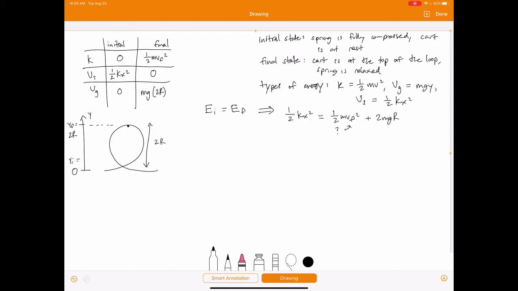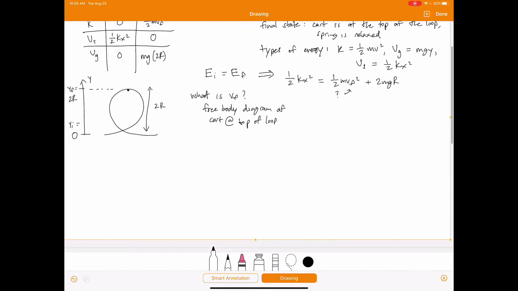So what is the speed of the cart when it's at the top of the loop? So we'll do kind of a little bit of side work to say, what is v final? So to answer the question, we'll look at a free body diagram of the cart at the top of the loop. Okay, so this is what it looks like. We have the circular loop.